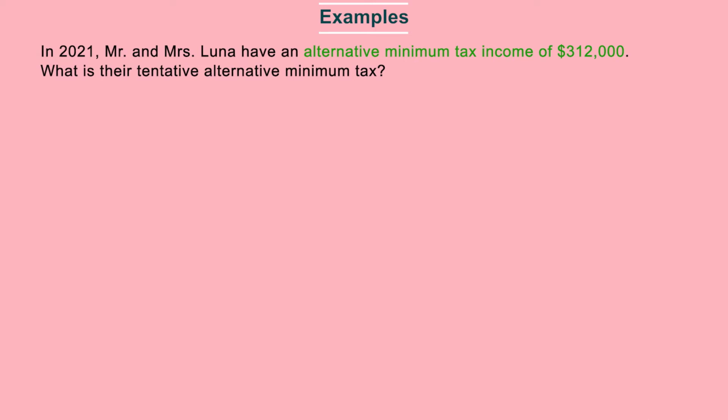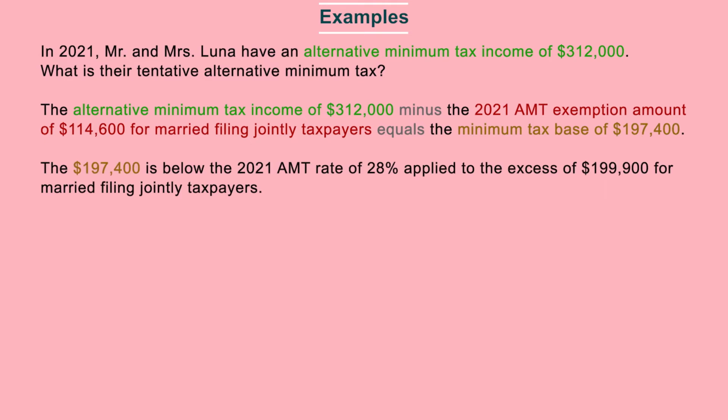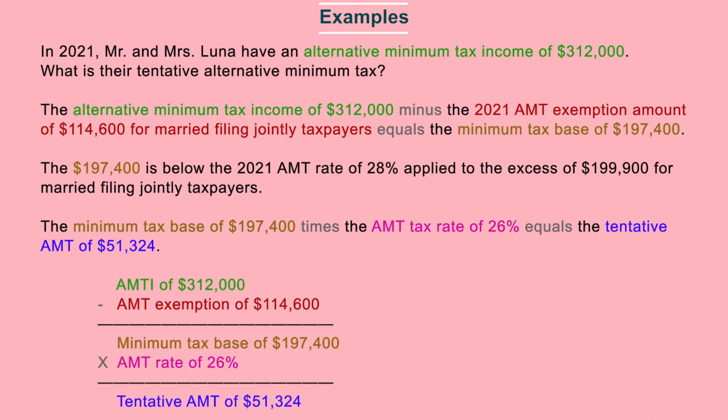In 2021, Mr. and Mrs. Luna have an alternative minimum tax income of $312,000. What is their tentative alternative minimum tax? The alternative minimum tax income of $312,000 minus the 2021 AMT exemption amount of $114,600 for married filing jointly taxpayers equals the minimum tax base of $197,400. The $197,400 is below the $199,900 limit at which the 2021 AMT rate of 28% applies for a married filing jointly taxpayer. The minimum tax base of $197,400 times the AMT rate of 26% equals the tentative AMT of $51,324. AMTI of $312,000 minus AMT exemption of $114,600 equals minimum tax base of $197,400, times AMT rate of 26% equals tentative AMT of $51,324.